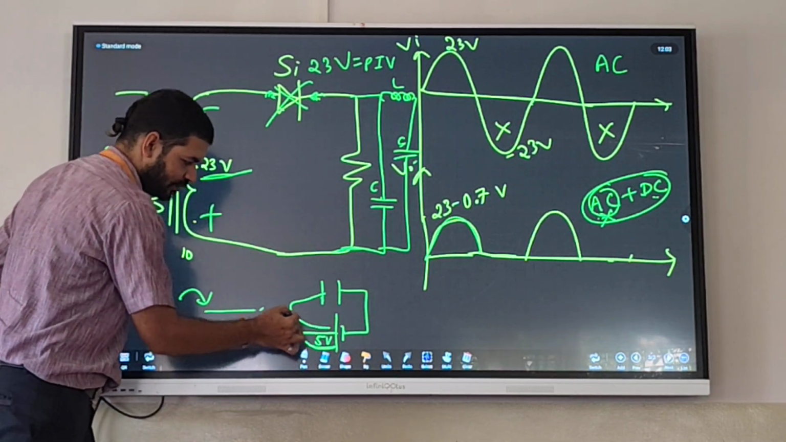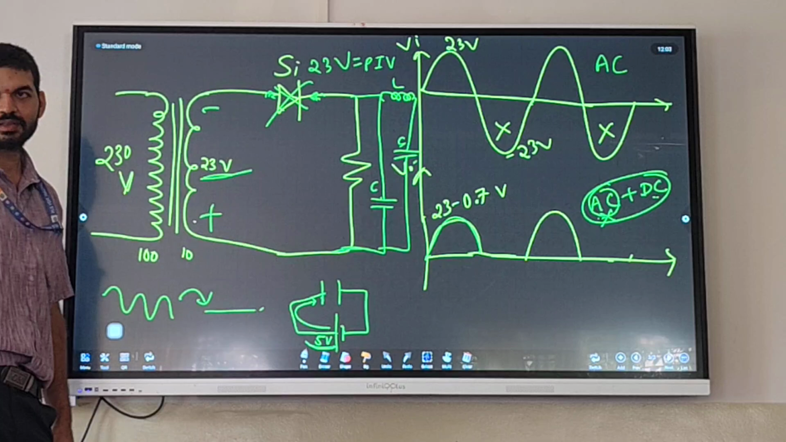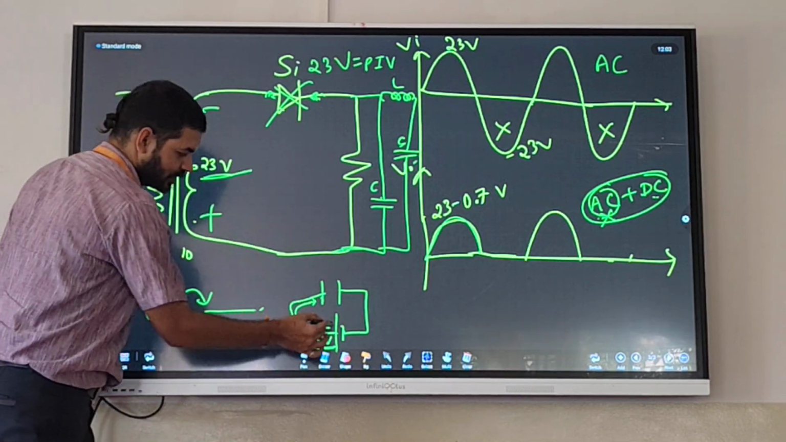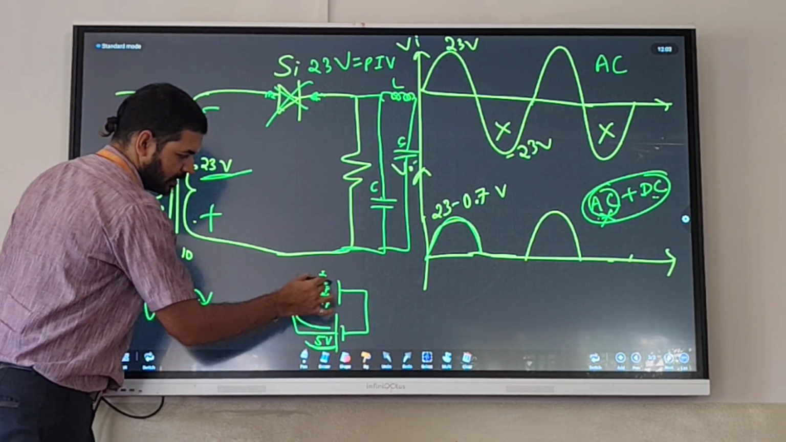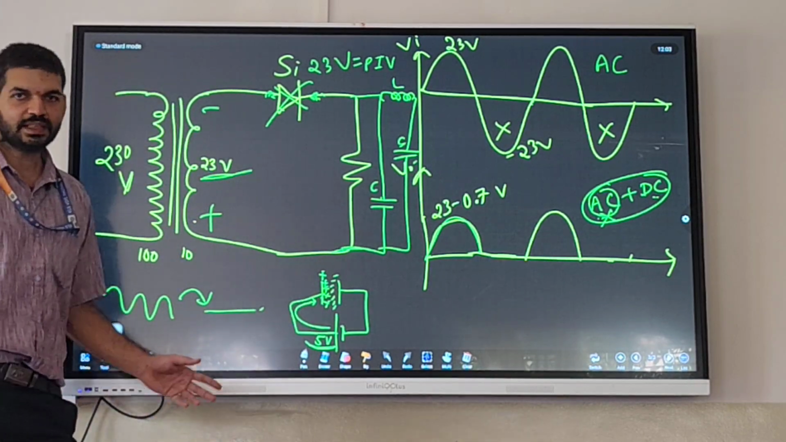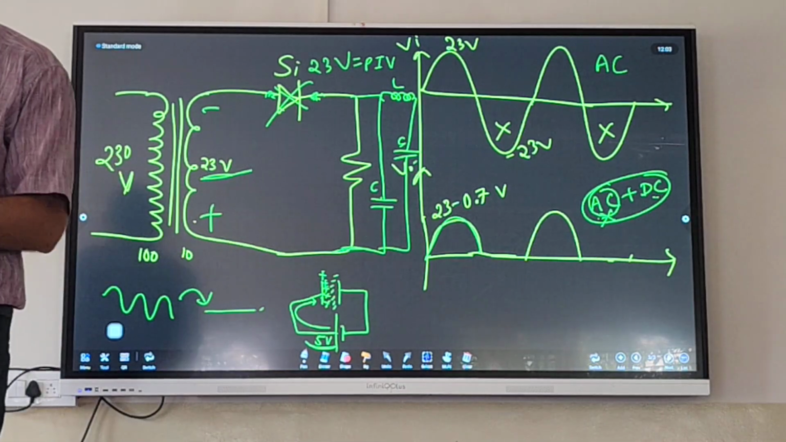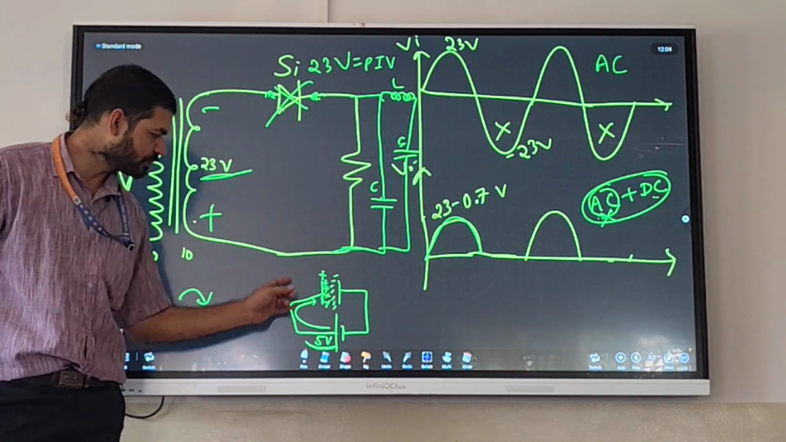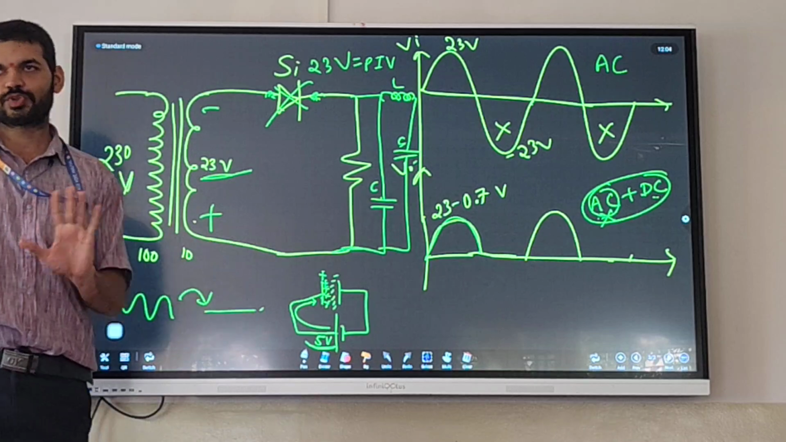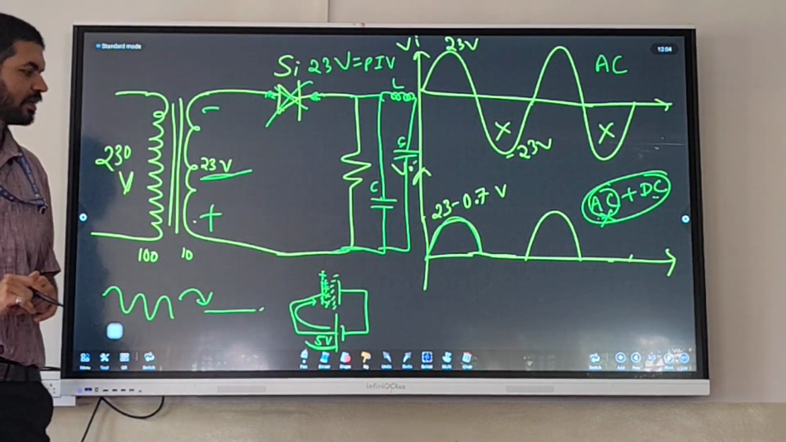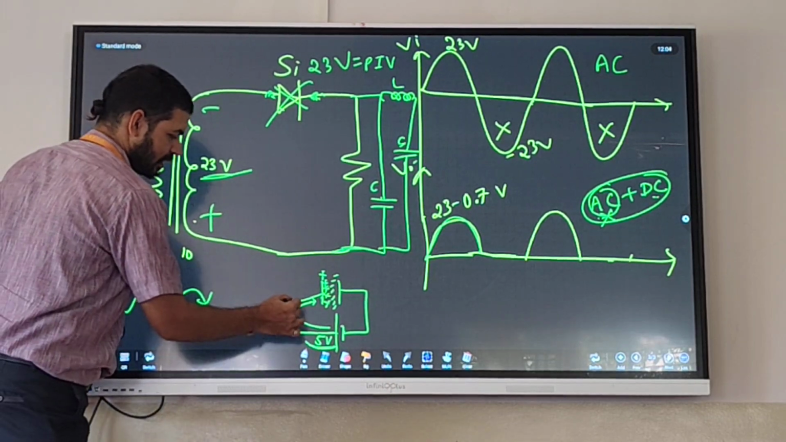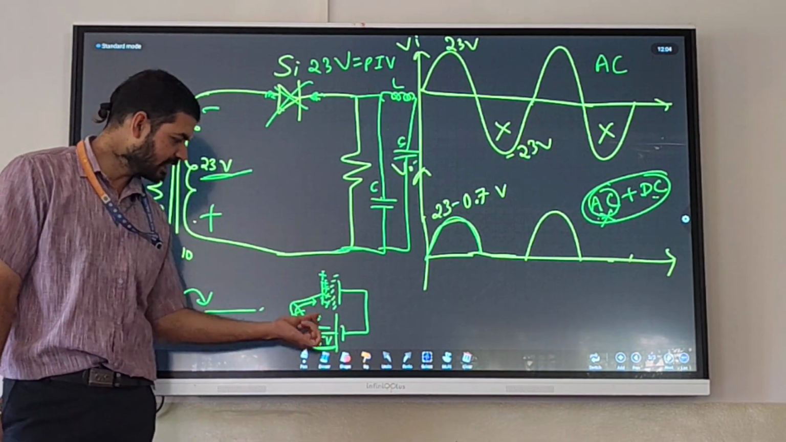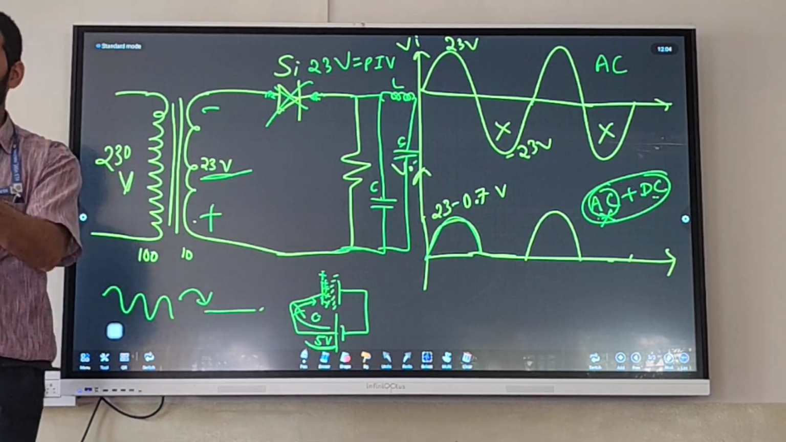So what will happen? Current will start flowing. I should not call it current, I can call it charges. So positive charges will come and sit here. Negative charges will come and sit here. Once it is charged up to 5 volts, no current will flow. No charges will flow. Initially charges flow and sit on the plates of the capacitor.